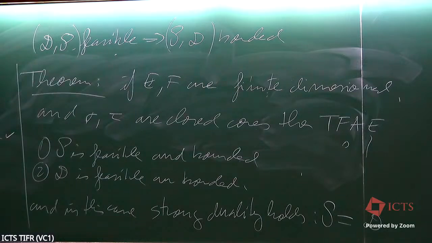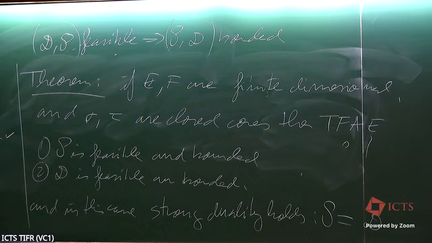But of course, this is a much more restricted setting. In my original setting, E and F were two vector spaces, arbitrary, any dimension, infinite, finite, whatever. Sigma and tau were cones, open cones, closed cones. The only condition was that they were convex cones. But if I know that my spaces are finite dimensional and the cones are closed cones, then if one problem is feasible and bounded, the other one is feasible and bounded, and in this case, the two problems have exactly the same solution. Okay.